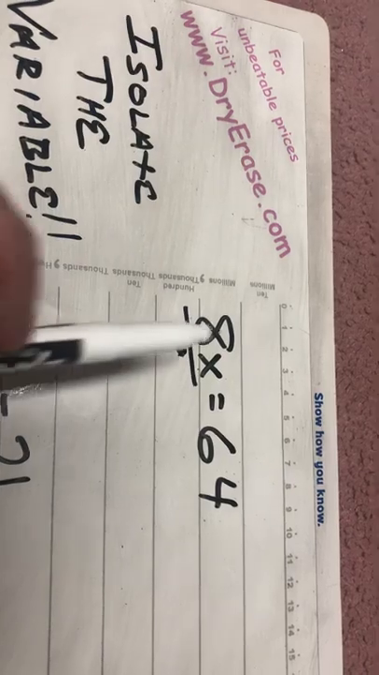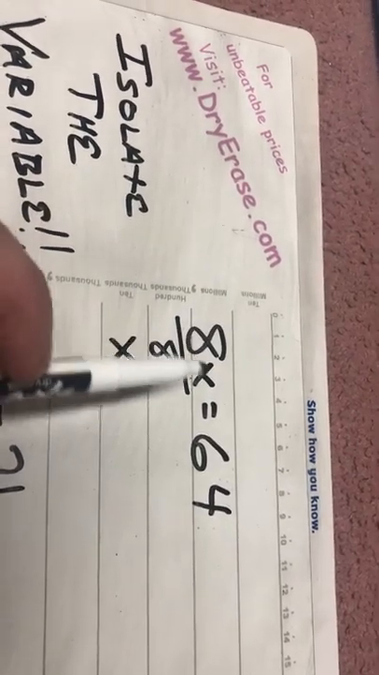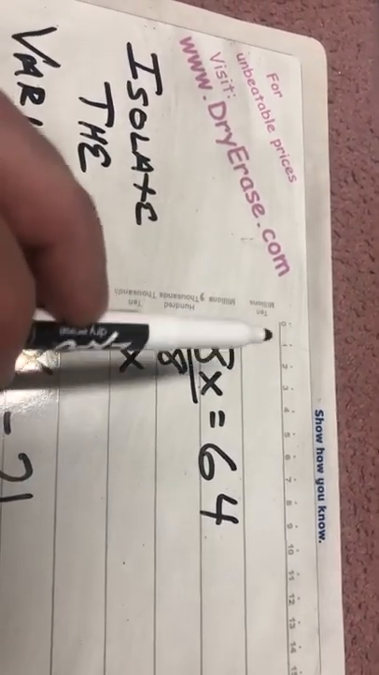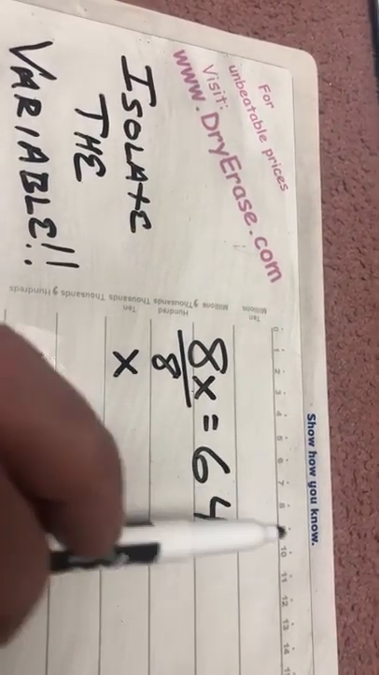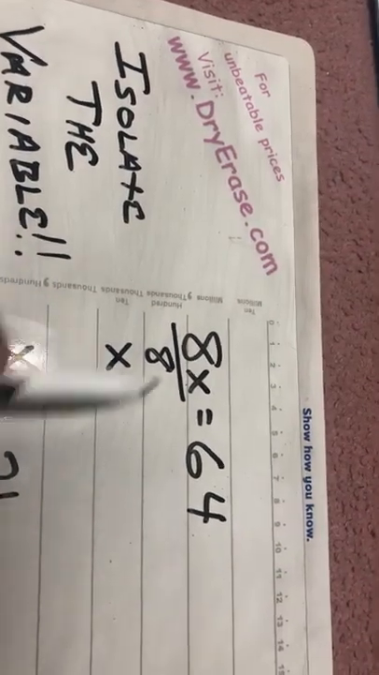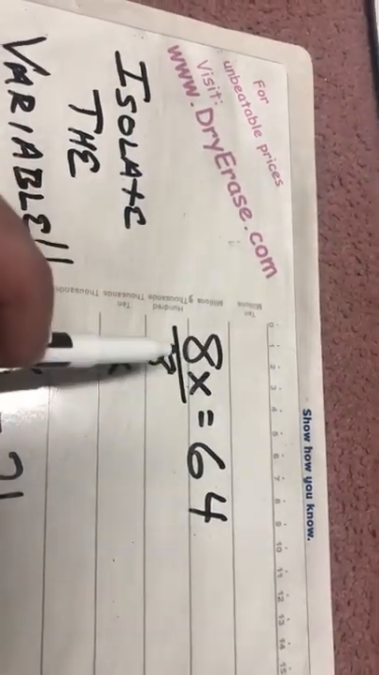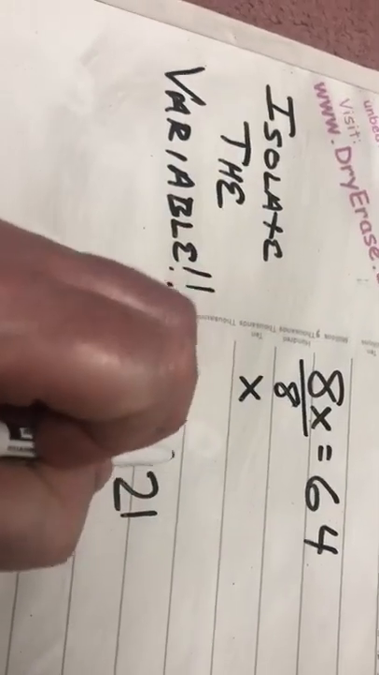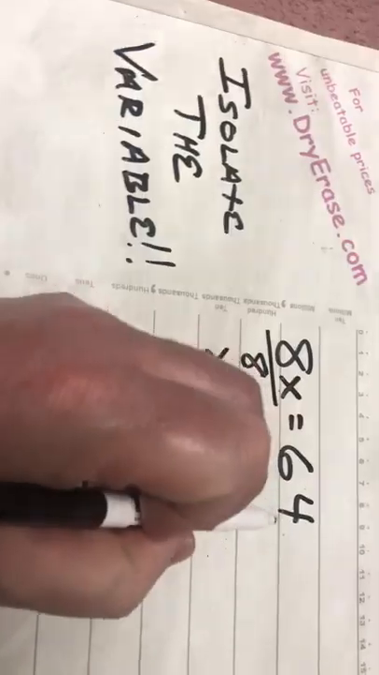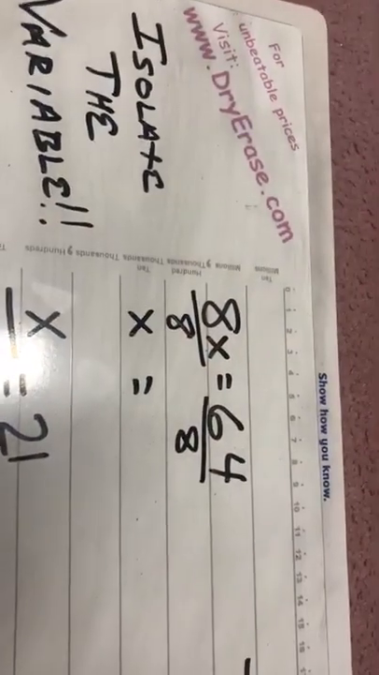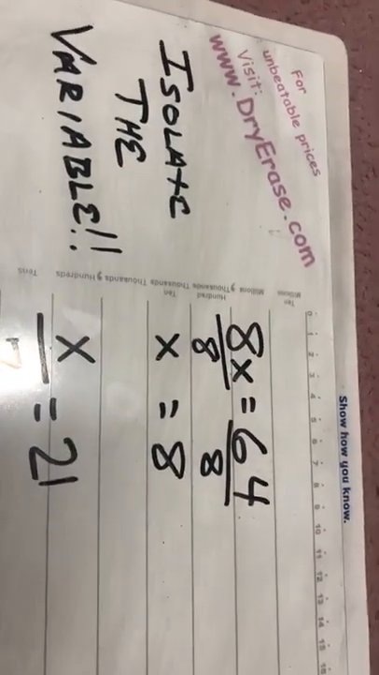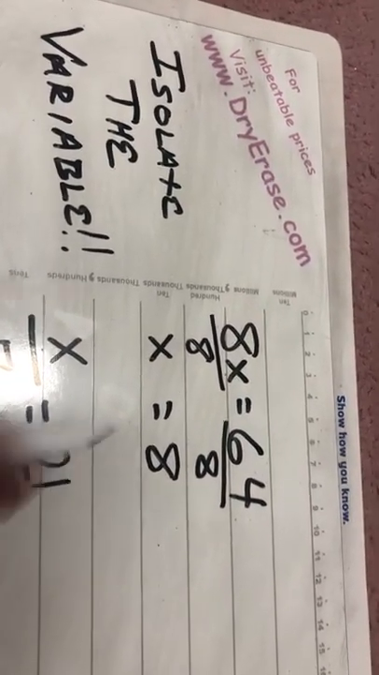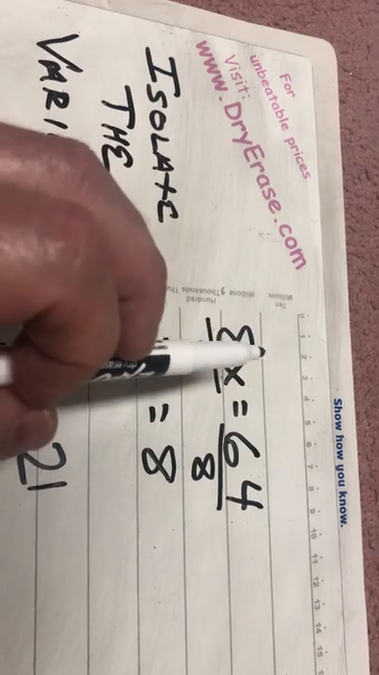But as we talked about yesterday, whatever I do to one side of the equation, I have to do the same thing to the other side of the equation, which is the other side of the equal sign. So if I do 8x divided by 8 and end up with x, then I'm going to do 64 divided by 8. And 64 divided by 8 equals 8. X equals 8. Sure enough, 8 times 8 equals 64.